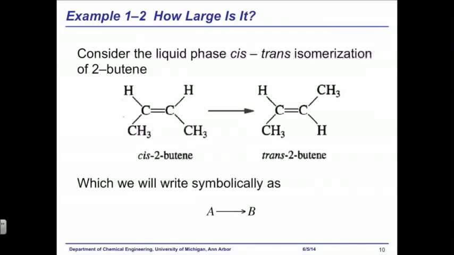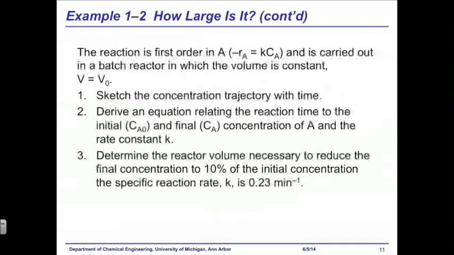Now, I'd like to go over an example. Consider the liquid phase cis-trans isomerization of 2-butene. So I don't have to continually say these, we'll write this out symbolically as A goes to B. Now, the reaction is first order in A, which is to say that minus RA is equal to k times CA, the concentration of A, and is carried out in a batch reactor in which the volume is constant, which is to say V equals V naught.